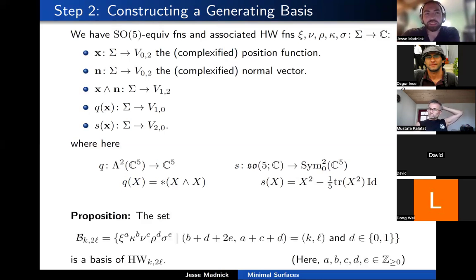So the first proposition, again, this is very non-trivial. This takes a fair bit of work. We needed some induction arguments for this. This set that you see, the set of monomials psi to the A, kappa to the B, nu to the C, rho to the D, sigma to the E, satisfying these conditions, where A, B, C, D, E are non-negative integers, is a basis of the highest weight functions of weight k, comma 2L.